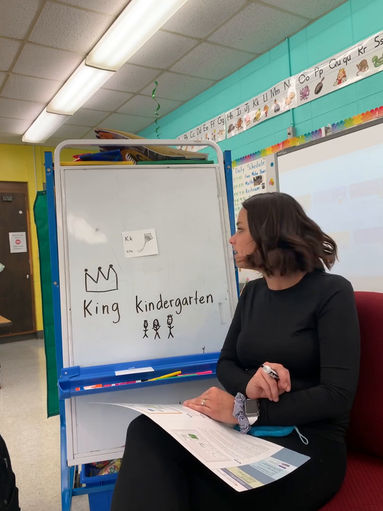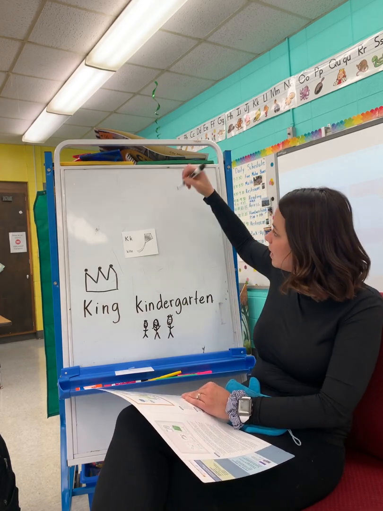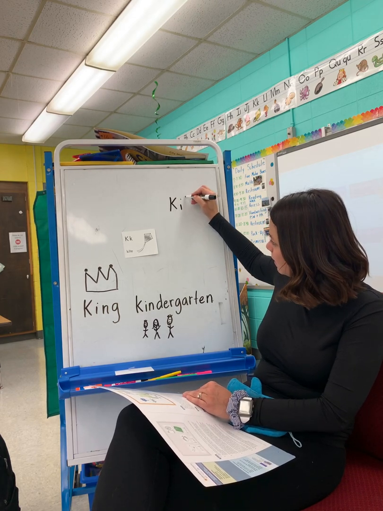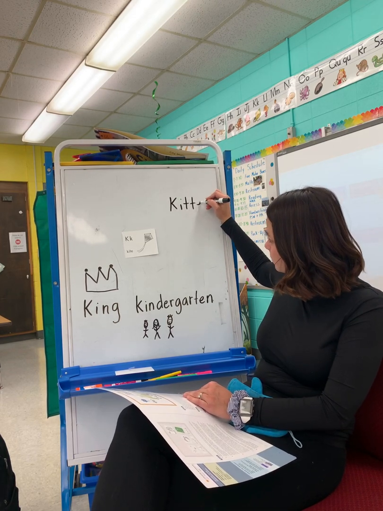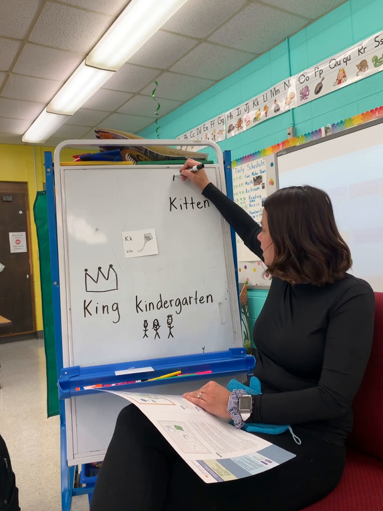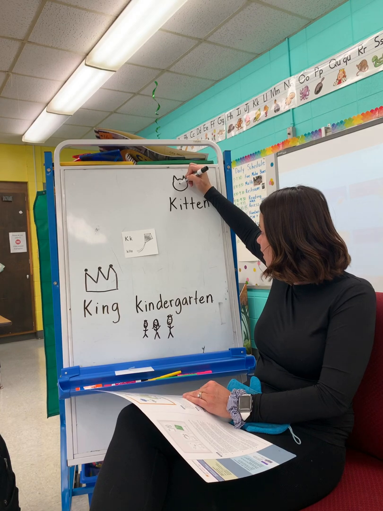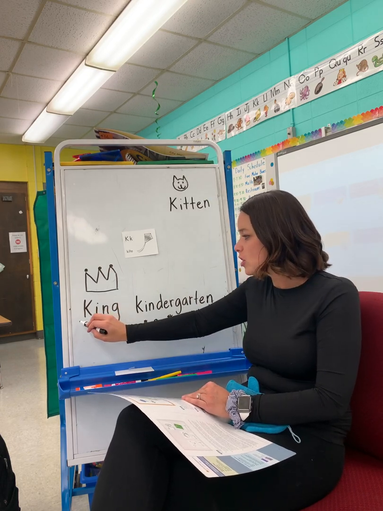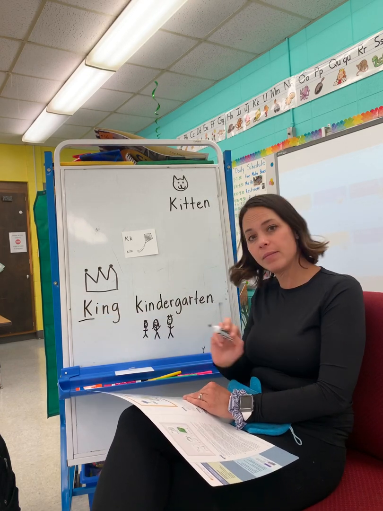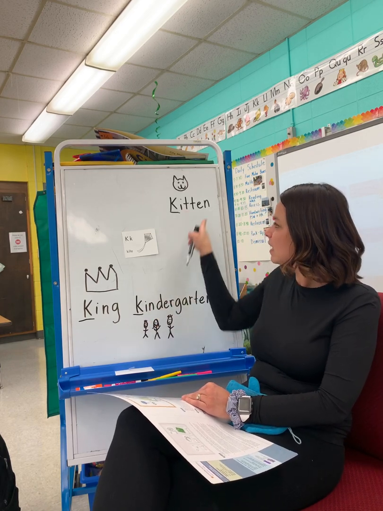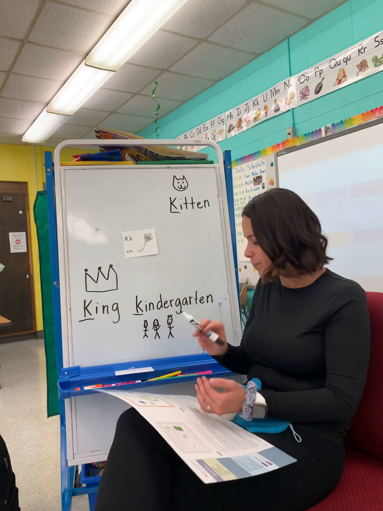And then the third word that starts with K that I could think of was kitten. I'm just going to do a little kitty face. This is kitten. I want you to notice that this is a big K because it's a name. This is a little K and this is a little K, and all of those words start with K.